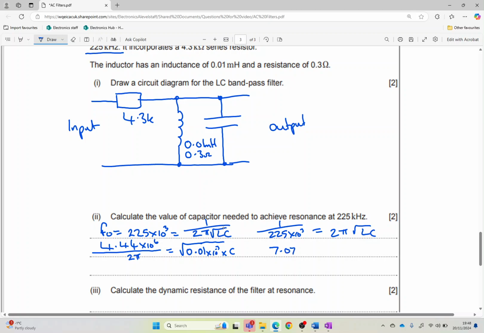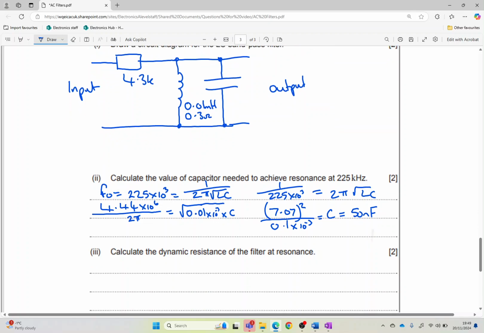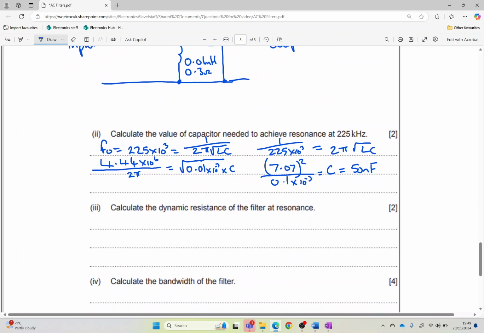7.07 squared over, so then we can divide by the inductive value, 0.01 times by 10 to the minus 3, is equal to C, which equals 50 nanofarads. So the strategies are very methodical, but it gets me the right results.